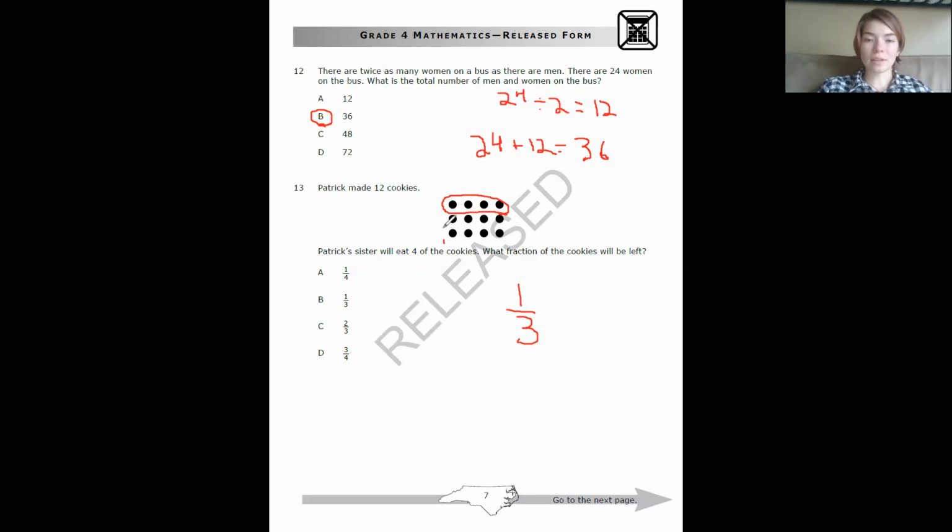That means that out of the 3 initial groups, she's eaten 1. What's remaining, this part, is 2 out of the 3 initial groups. So the leftover part is 2/3. And it's important to note here that they ask what fraction of the cookies will be left, not what fraction did she eat.